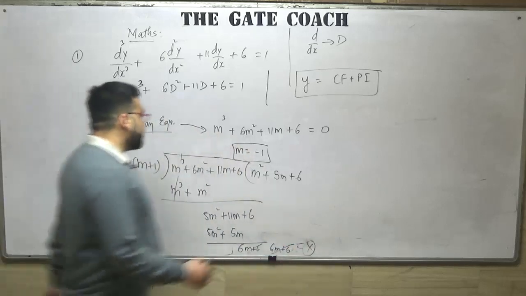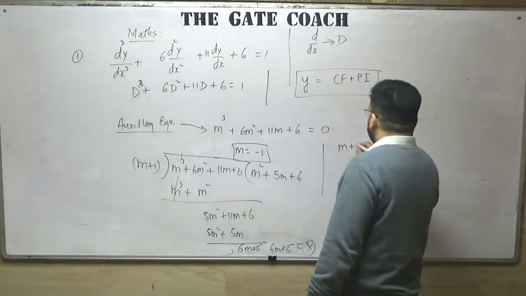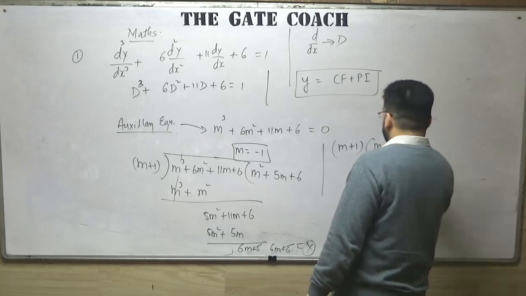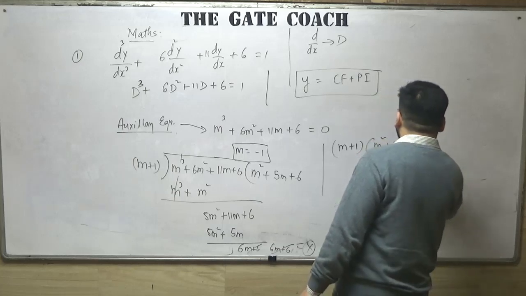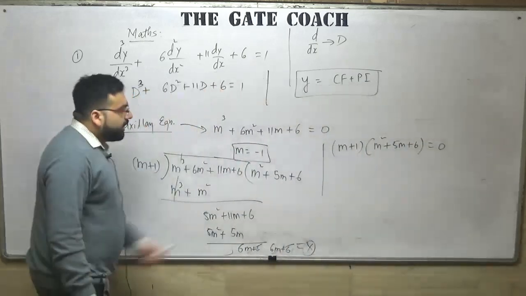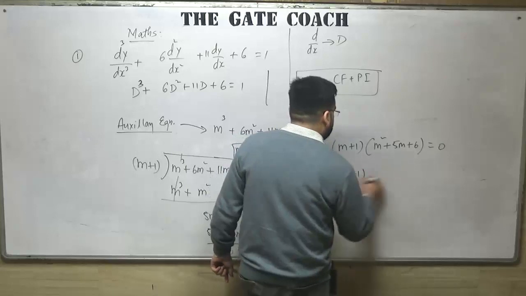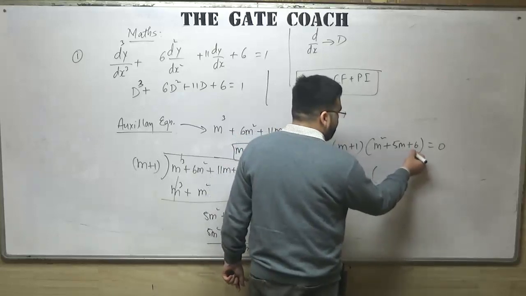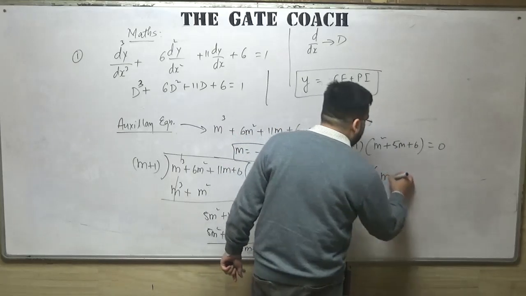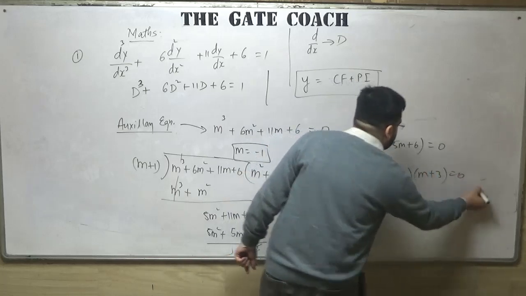So what are the factors we have? One factor of the auxiliary equation is m plus 1, and in brackets we have m square plus 5m plus 6 equal to 0. You can break this further: 3 into 2 is 6 and 3 plus 2 is 5. So it will be m plus 1, m plus 2 and m plus 3 equal to 0.